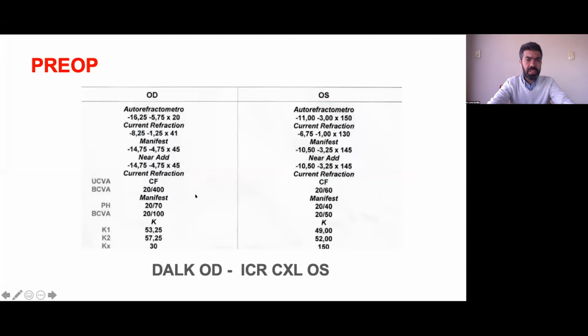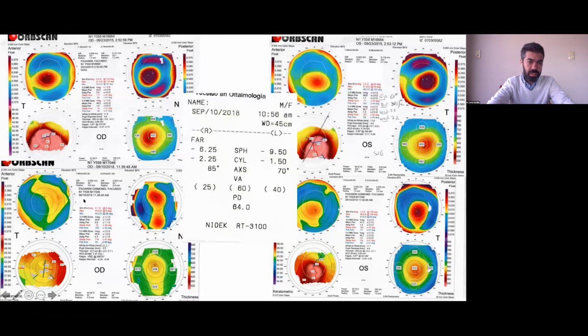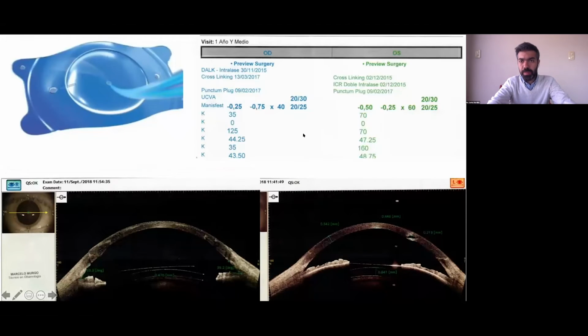I'm going to show you this case of a patient with a high myopia in both eyes. In the right eye, we did DALK. In the left eye, we did a combined procedure of cross-linking and intracorneal rings. Here are the topographies after the graft. You can see here, this was the refraction. And after the intracorneal rings, the topography was much better. Here's the refraction. So Dr. Zaldivar performed a surgery with a phakic ICL.